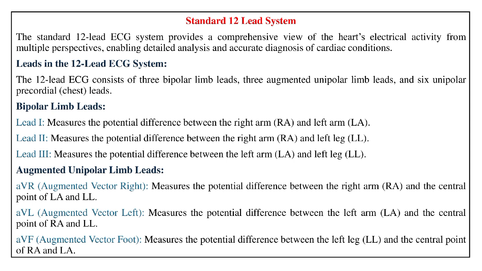Bipolar limb leads. Lead I measures the potential difference between the right arm RA and left arm LA. Lead 2 measures the potential difference between the right arm RA and left leg LL. Lead 3 measures the potential difference between the left arm LA and left leg LL.